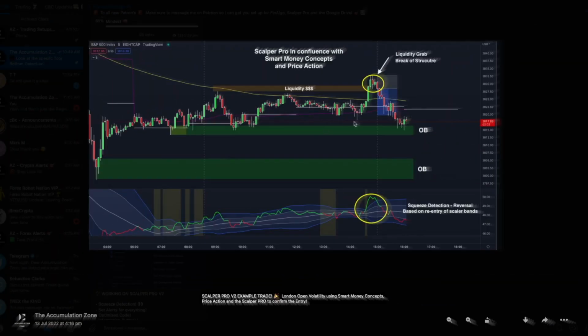within the trend direction. Alright, and if we have a closer look, I marked up an order block here, a bullish order block right here, and another one down here. And yeah, let's see how price is reacting to those order blocks and how the Scalper Pro can help us finding our entries using smart money concepts.